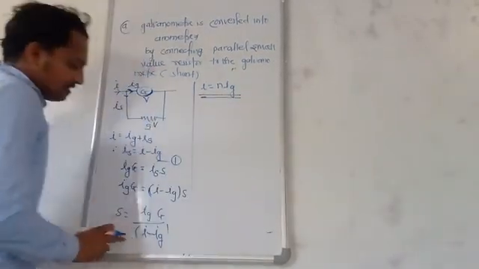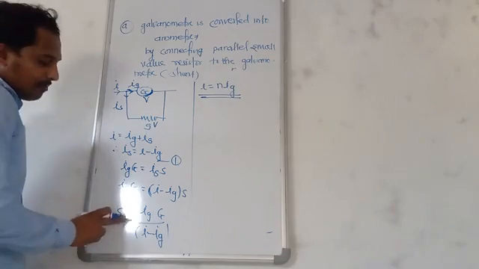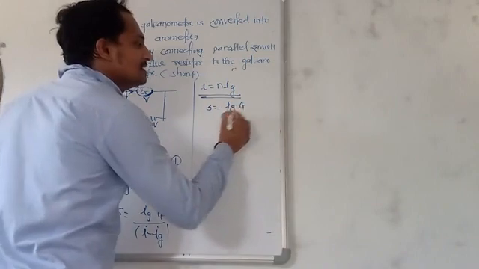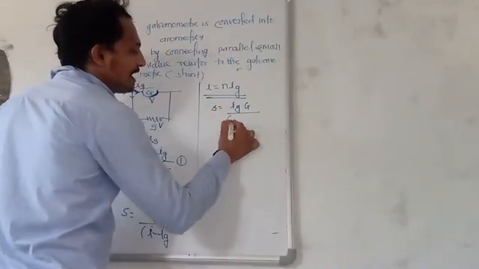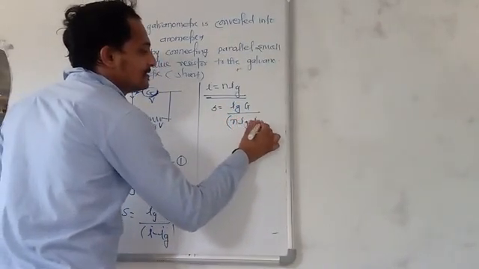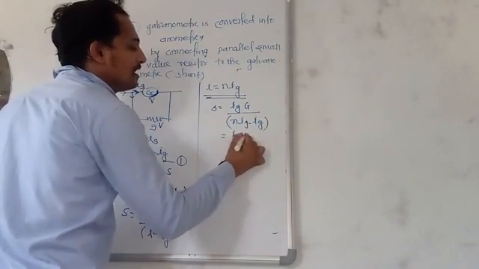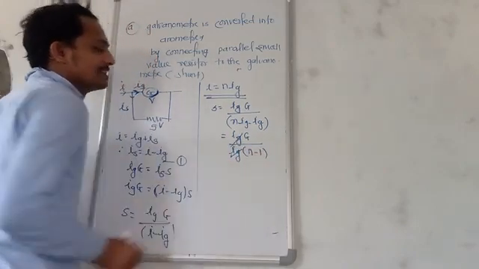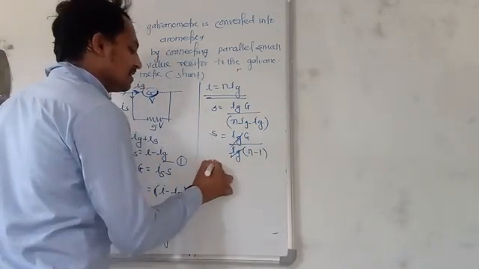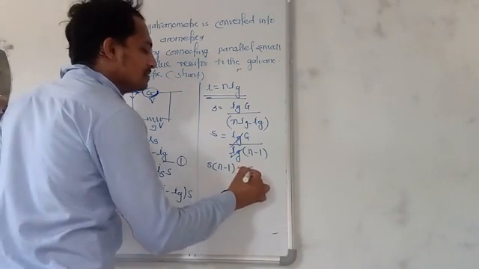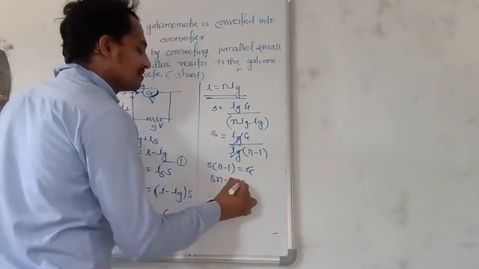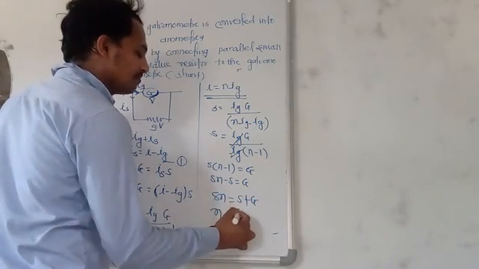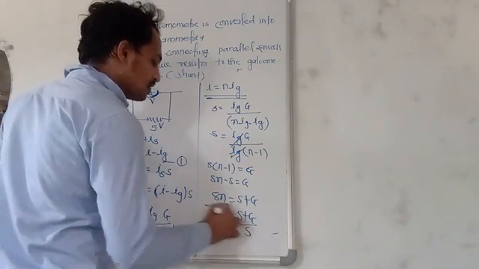After putting the value of I in this equation, we also get the value of N. S is equal to IgG upon (nIg minus Ig), so IgG upon Ig(n minus 1). Ig gets cancelled. So S(n minus 1) is equal to G, so Sn minus S is equal to G, Sn is equal to S plus G. So N is equal to (S plus G) upon S.